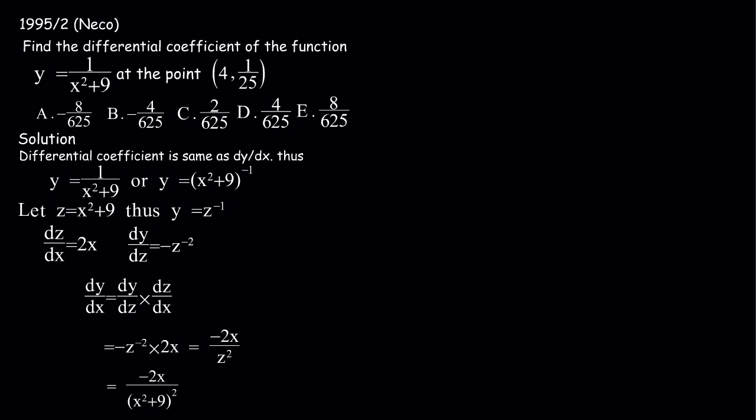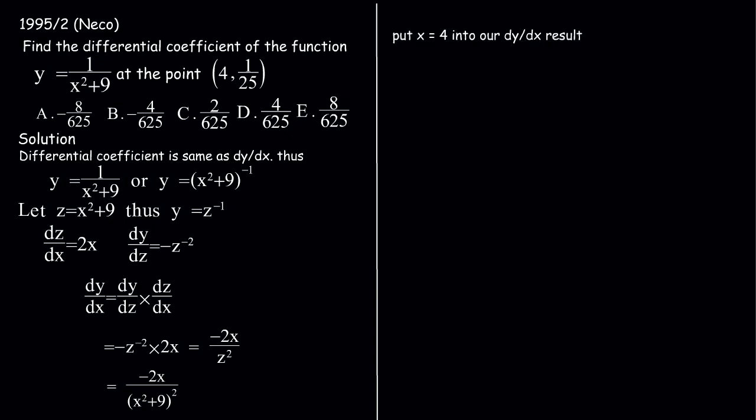Now substituting for z equals x squared plus 9, our equation becomes minus 2s divided by (x squared plus 9) all squared. We are going to be putting s equals 4 into our dy over dx result, which should be equal to minus 2(4) divided by (4 squared plus 9) all squared, which should also be equal to minus 8 divided by 25 squared. That is minus 8 divided by 625, and the correct option is A.